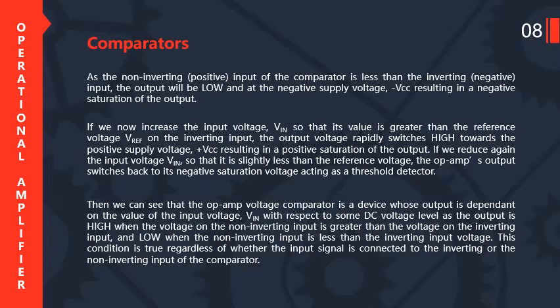As the output is high when the voltage on the non-inverting input is greater than the voltage on the inverting input, and low when the non-inverting input is less than the inverting input voltage. This condition is true regardless of whether the input signal is connected to the inverting or non-inverting input of the comparator.